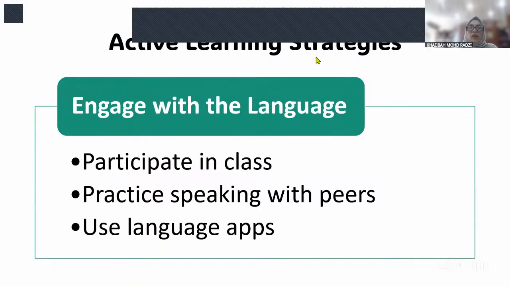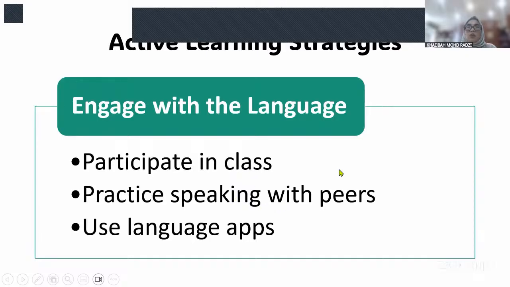All right, so like I mentioned earlier, you should be exposed to the language and then you need to engage with the language in order to become an excellent language learner, to be proficient in that language sooner. How? You must participate in class. You cannot learn anything just by sitting and writing. You need to participate. And then try practicing speaking with your peers.